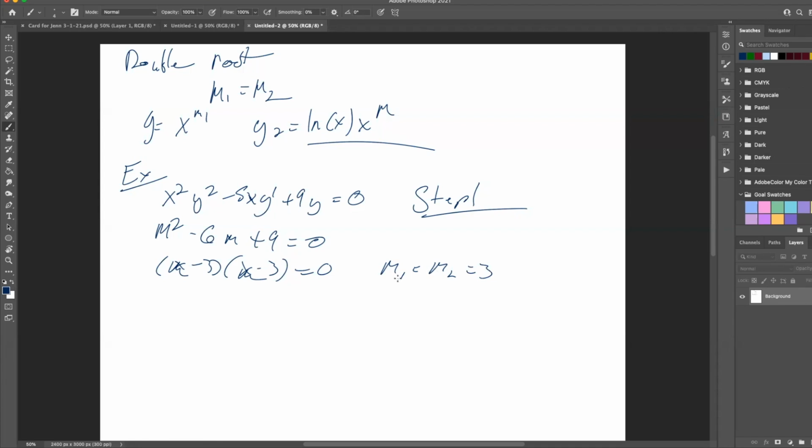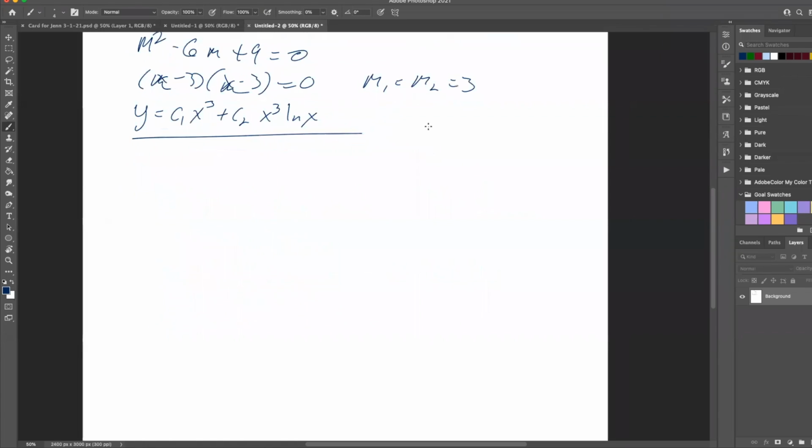So once we do this, what do we get? Here we have our general solution. If these are the two different solutions, it would be C1 x to the 3 plus C2 x to the 3 ln of x. And these are our general solution. From here, you can plug in and find particular solutions. Let me show you the complex one real quick, and we'll go from there. All right, so let's do case 3.